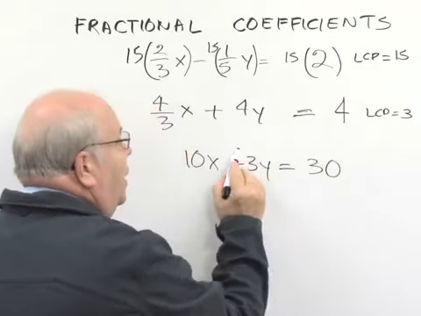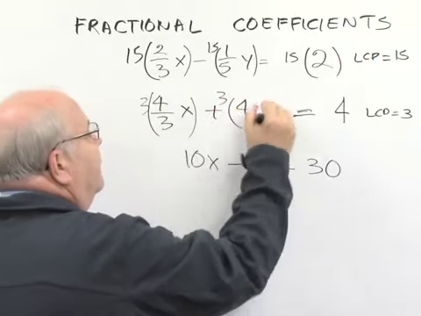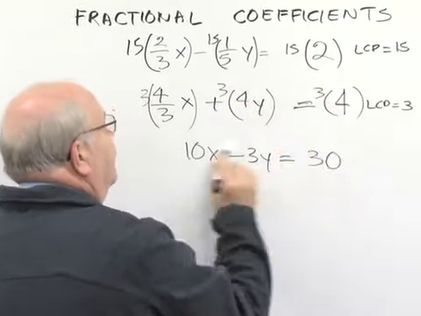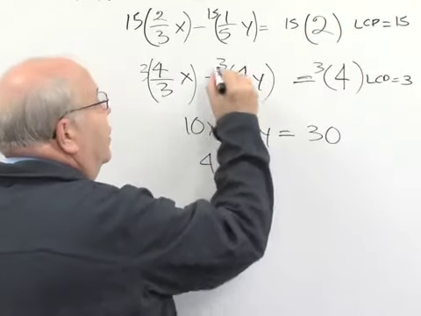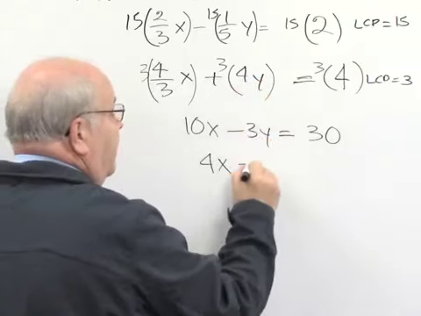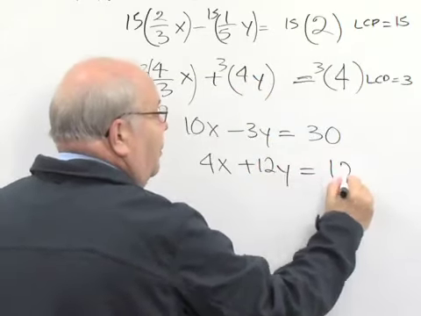Now in the second equation, I'm going to multiply everything by 3. So 3 times 4/3 x would just give me 4x. 3 times 4y would give me 12y. And 3 times 4 equals 12.